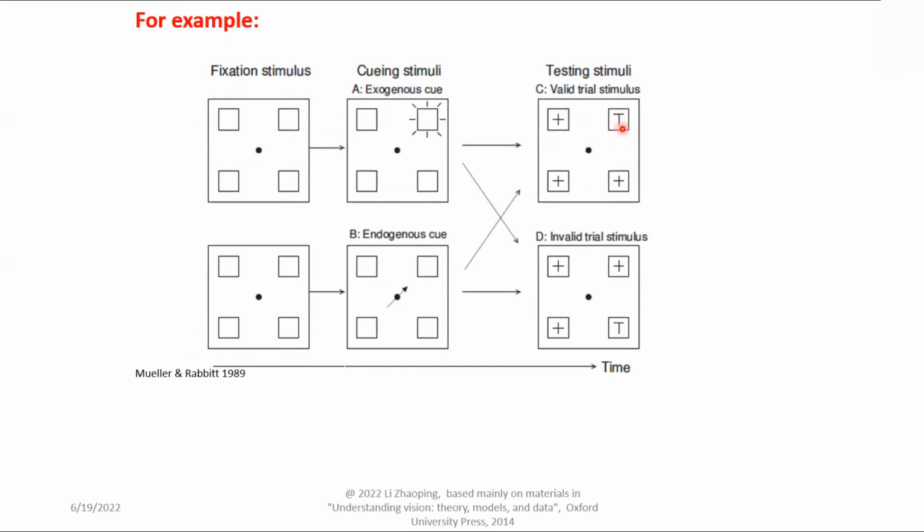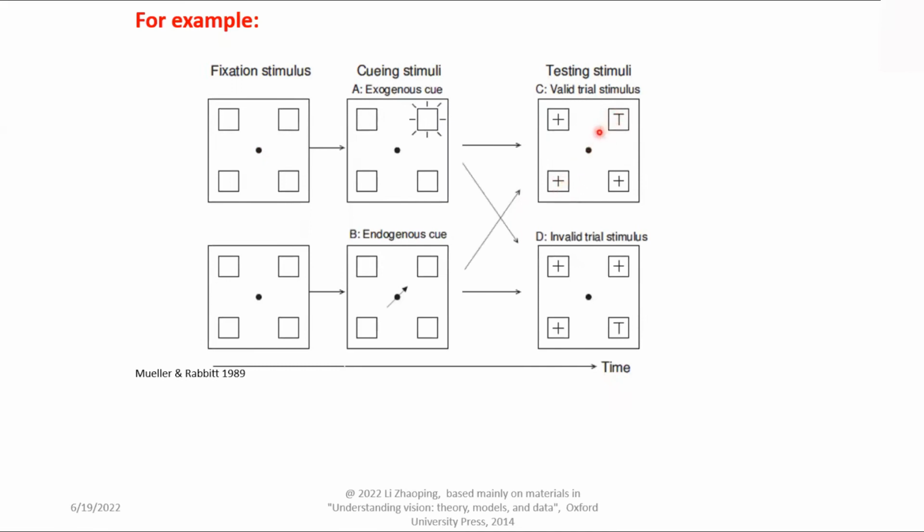You're supposed to say whether the letter T is the right way up or upside down, but you don't know whether it's going to appear here or here or here or here. So you fixate here. If it appears here, your attention is already there, and you're more likely to do better than if it appears here, where your attention goes somewhere else.